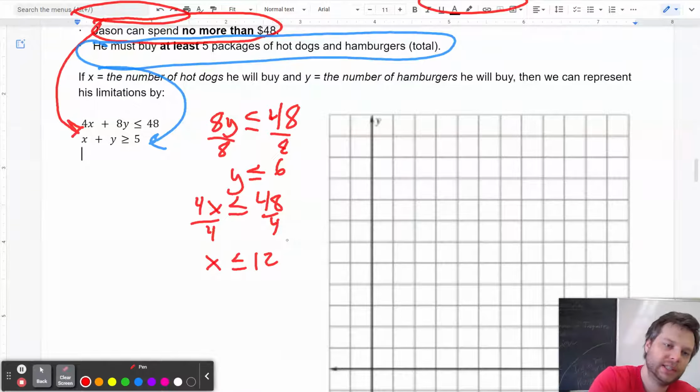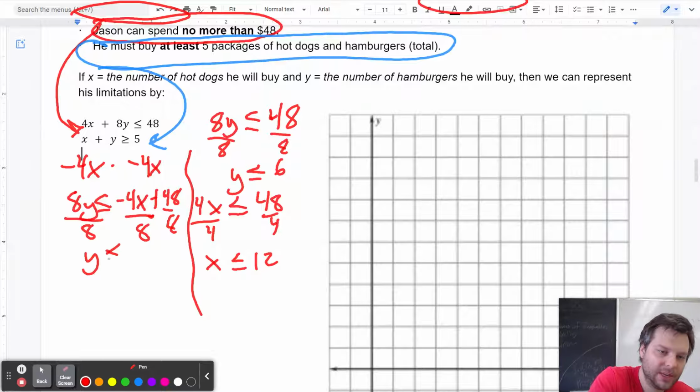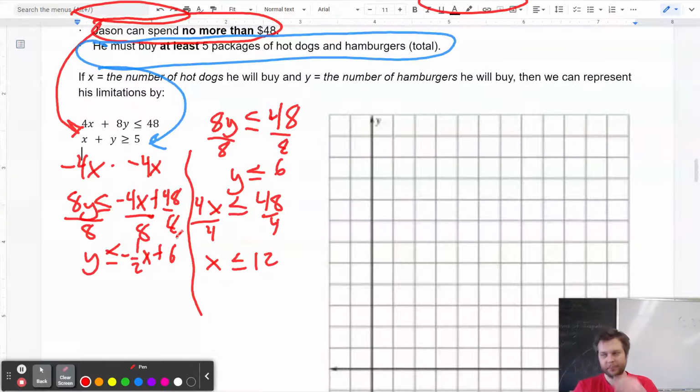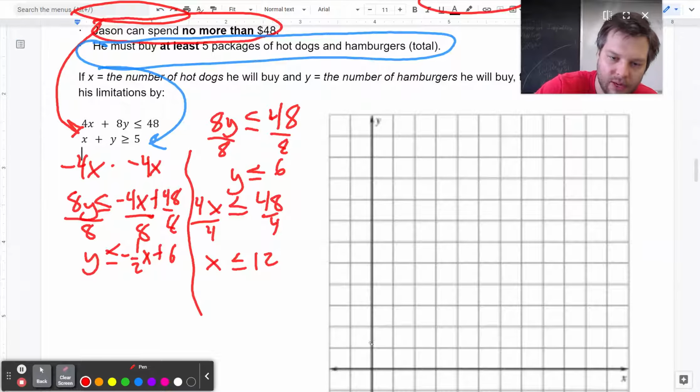The other way to do it is to take away 4x from both sides of the top inequality, leaving you with 8y is less than or equal to negative 4x plus 48, and then divide by 8. And you'll see that the line that we're going to draw is y is less than or equal to negative 1/2 x plus 6. Notice that the plus 6 is the same answer we got when we plugged in x equals 0. That's what the y-intercept means all along: it's the answer you get when you plug in x equals 0. So now I can draw that line starting at y equals 6.